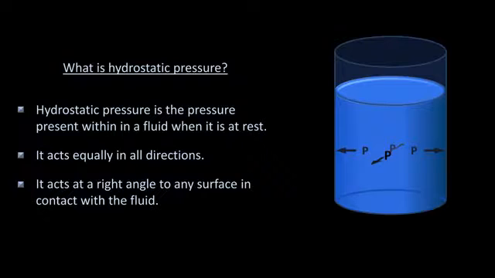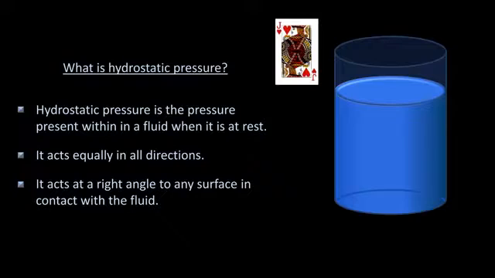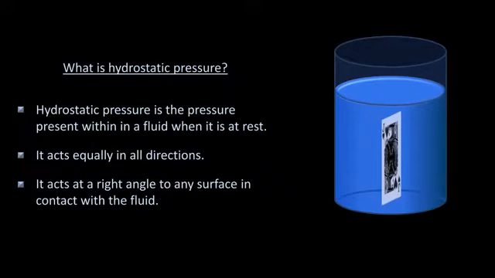As another example of this, imagine taking a playing card and submerging it vertically into the water. The hydrostatic pressure in the water will act at a right angle to any surface in contact with the fluid. That means that there is a right-sided pressure pushing on the left side of the card, and a left-sided pressure pushing on the right side of the card. As these forces are equal, the card will not spontaneously move in either direction.